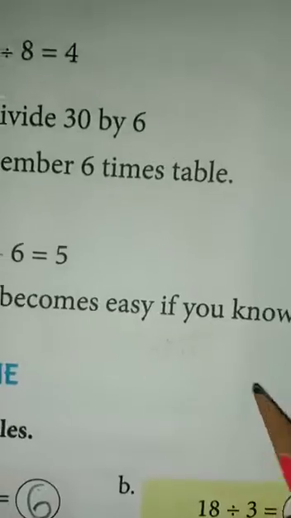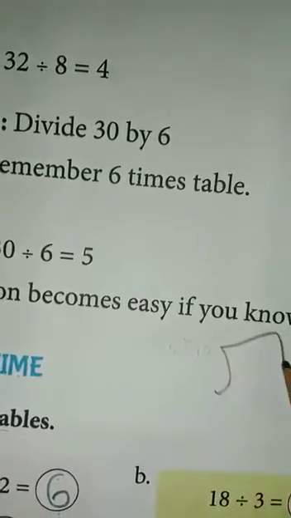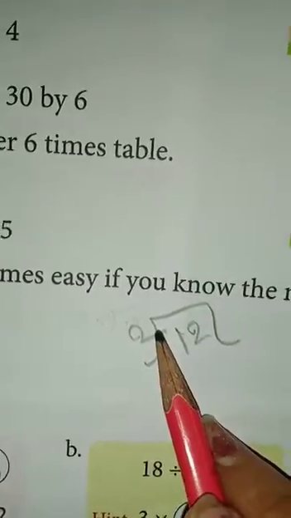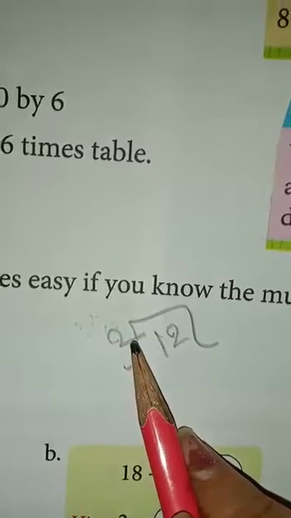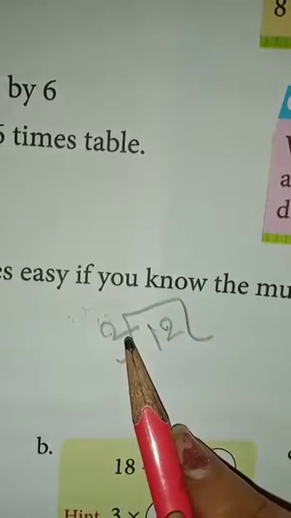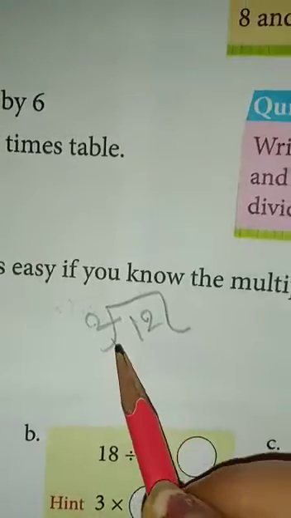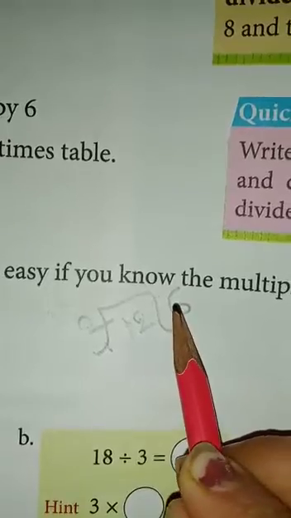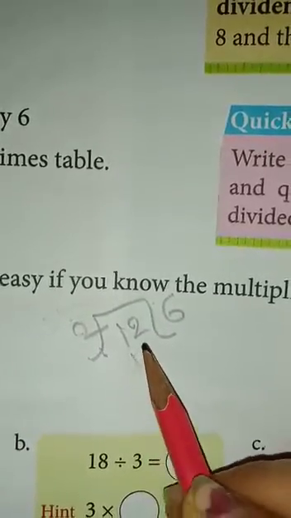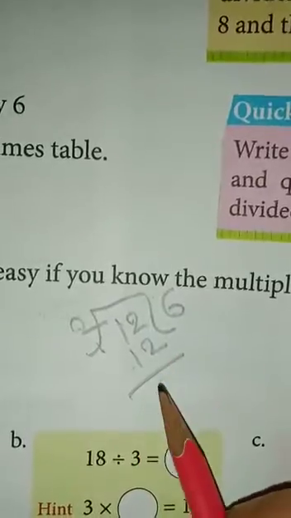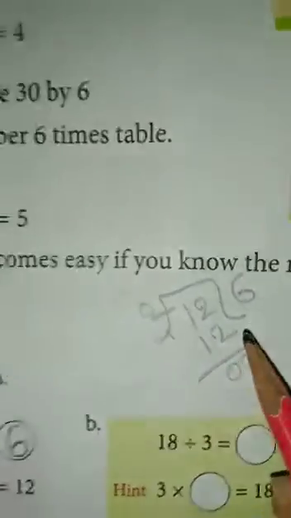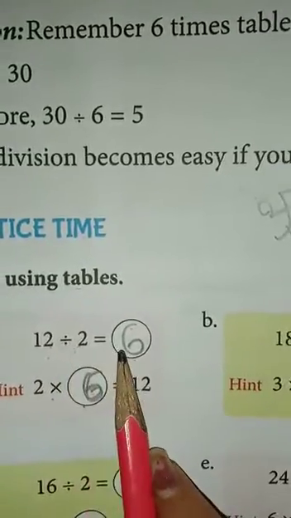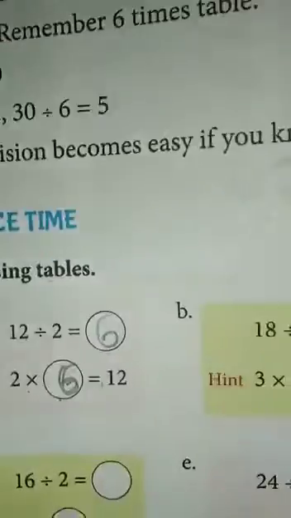So students, I will show you here. See, here 12, here 2. Let's count the 2's table. 2 ones are 2, 2 twos are 4, 2 threes are 6, 2 fours are 8, 2 fives are 10, 2 sixes are 12. Here 6. We got the answer. So I have already written here, 12 divided by 2 is equal to 6.